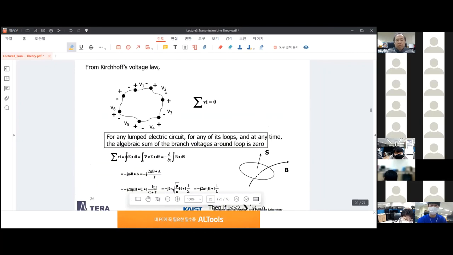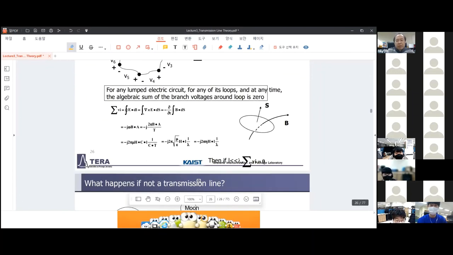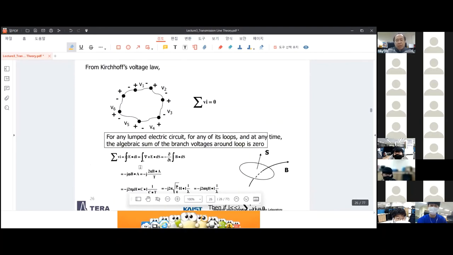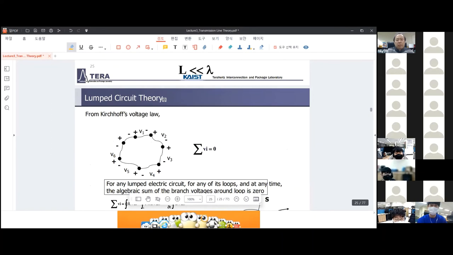I want to spend one more slide in this class and then conclude my class today. Right now I'm on page 26. Actually, I intended to go over 50 pages, but don't worry, I will continue this class next week. Now let's talk about lumped circuit theory.